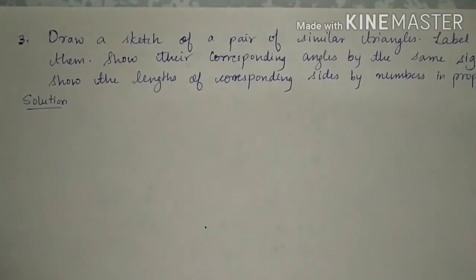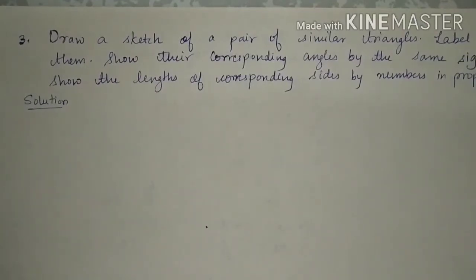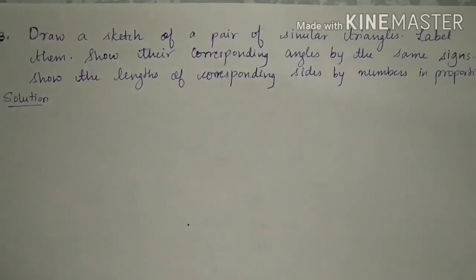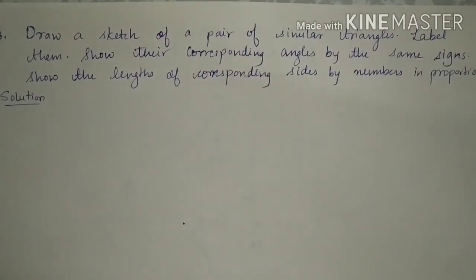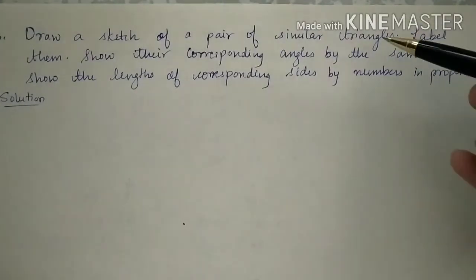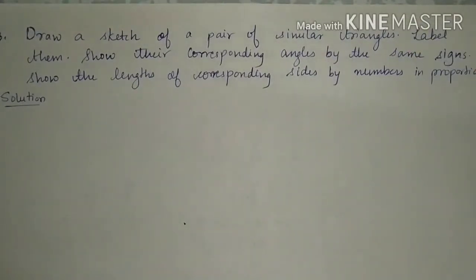Third sum: draw a sketch of a pair of similar triangles. So we have to draw two similar triangles here. We also have to label them and then state the corresponding angles by the same sign. We have to show their angles by the same signs and show the lengths of corresponding sides by numbers in proportion. Let us start one by one. First, what is given? Draw a sketch of a pair of similar triangles. So we'll draw two similar triangles which look similar.